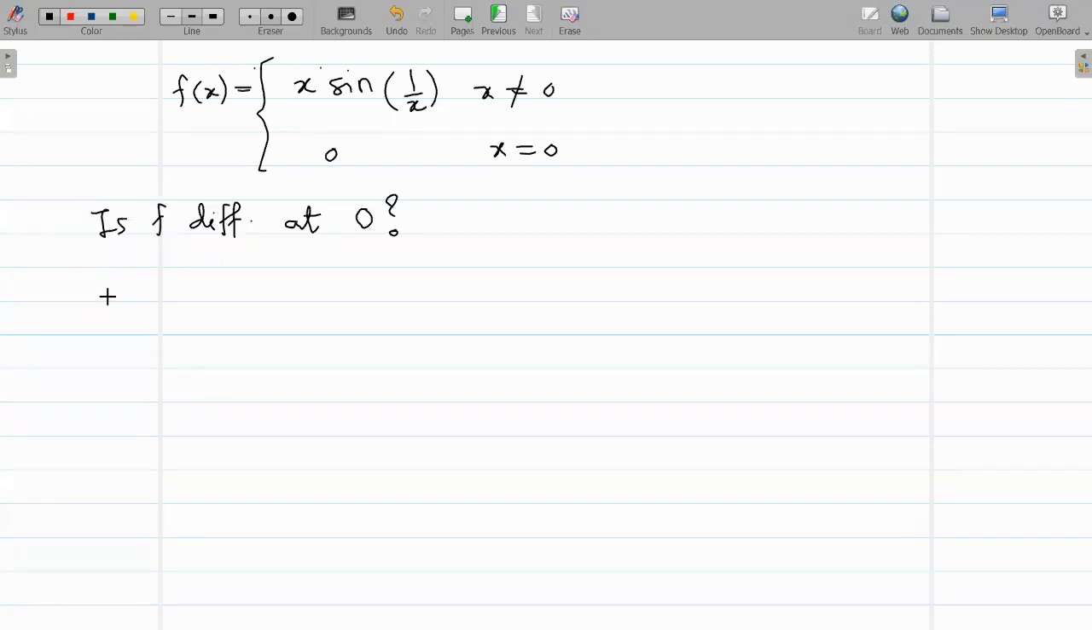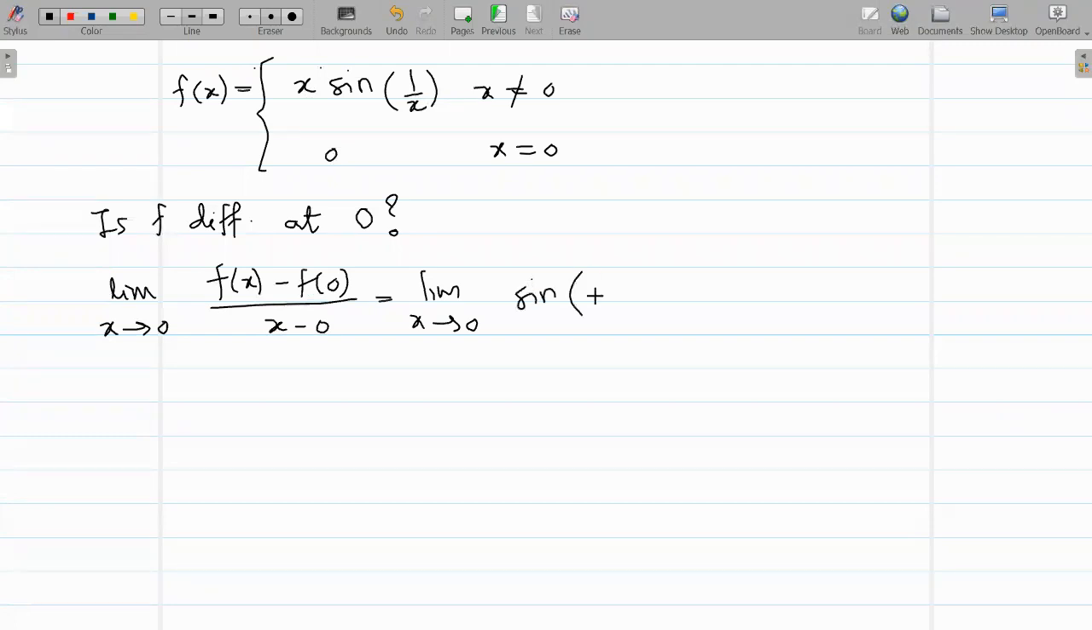Not differentiable. So you simply apply the definition. Limit, say x goes to 0, of f of x minus f of 0 upon x minus 0. If I work this out, you can see what limit you have to handle. So f of x is x sine 1 by x, f of 0 is 0, and upon x, so x and x will get cancelled, and I am remaining with sine 1 by x.